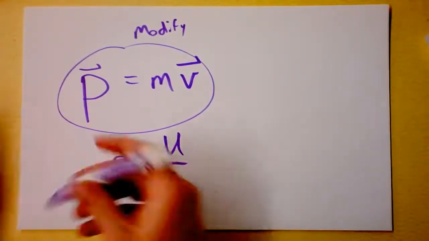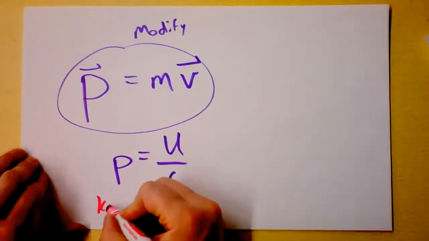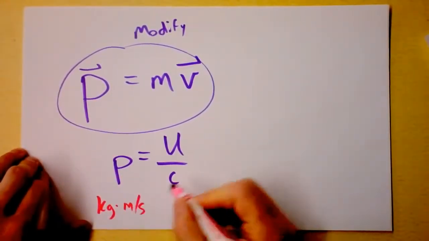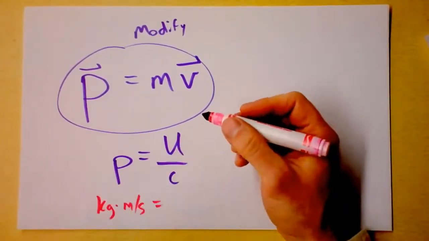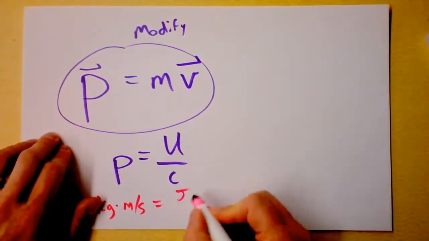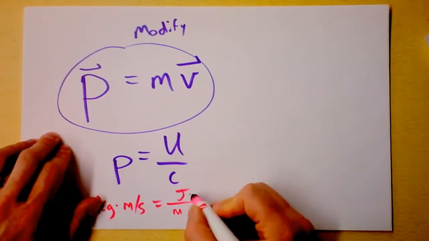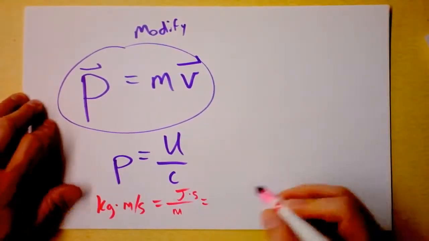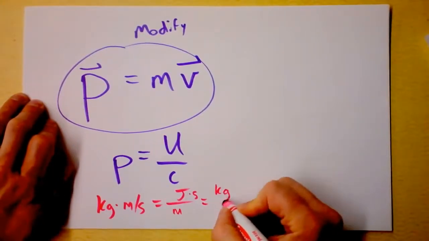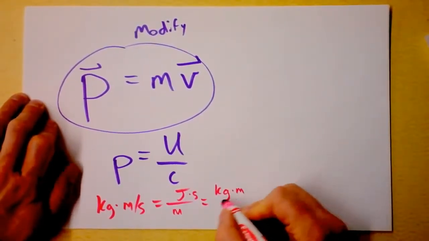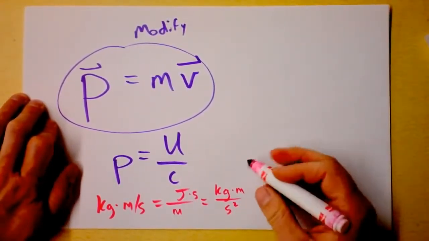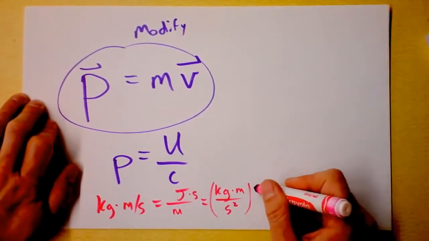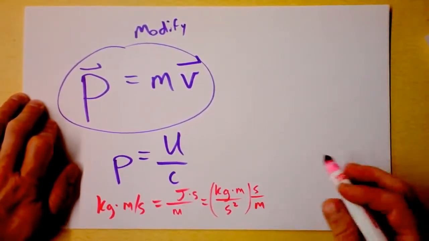This momentum here, the units of that are supposed to be kilograms times meters per second. And the units of this energy, well, I guess that's going to be joules. And I'm supposed to divide that by meters per second. So I'm going to do joule seconds divided by meters. Let's expand a joule. I think a joule is a kilogram meter per second squared. And then I'm supposed to take this and multiply it by seconds and divide it by meters.